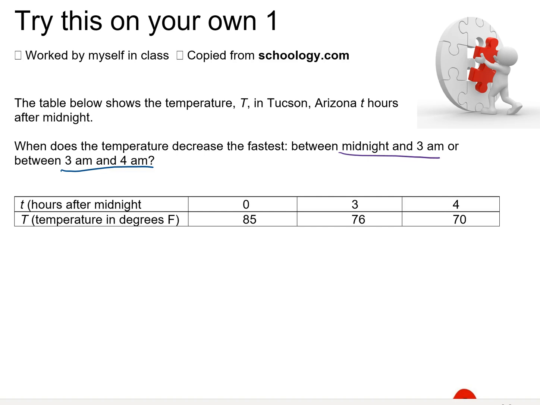So if we look at the table that we're given, the first two columns are showing us midnight, right? 0 hours after midnight is midnight to 3 a.m. The next two columns are showing us the change from 3 a.m. to 4 a.m.